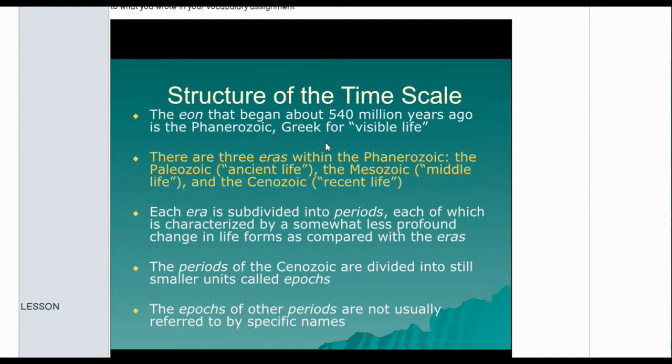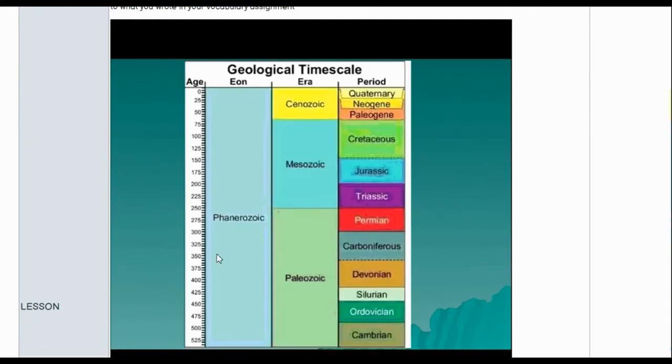So each one of those eras then gets subdivided further into periods, and then we are going to characterize those periods by the amount of life forms or the types of life forms that are living on Earth during each of those times. So the splits between the time frames are mostly based on the life that's found on Earth at the time. So again, here's this time scale image.